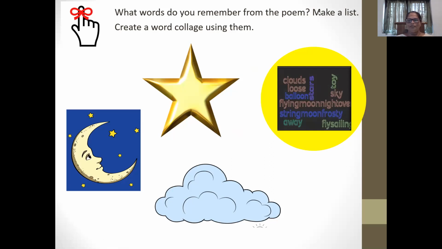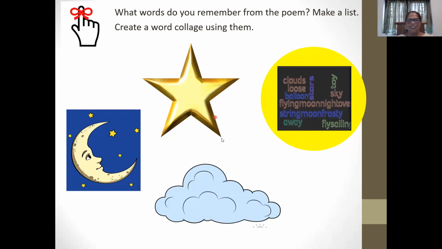Some birds are there. I have taken the shape of the moon. I have used some words from the poem. Clouds, blues, balloon, flying, moon, away, fly, sailing. All these words were in the poem. So this is my word collage. You can try a word collage, writing down the words you remember that you studied in the poem.